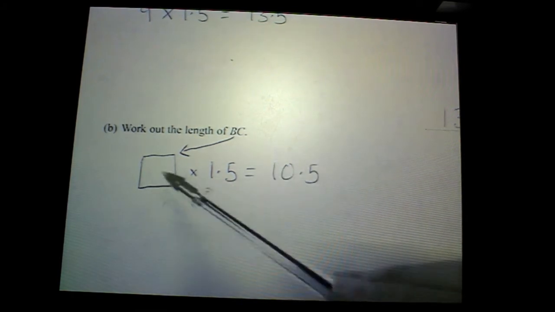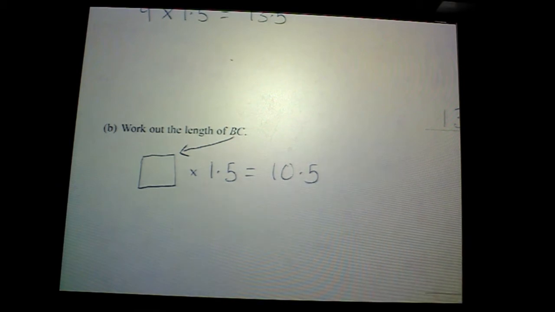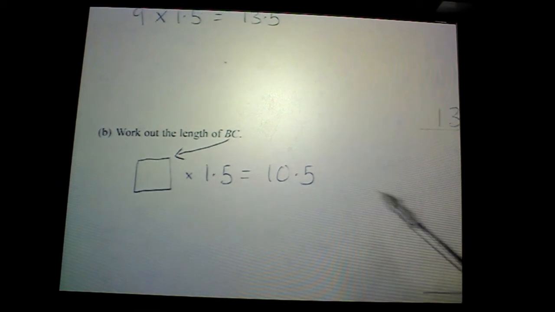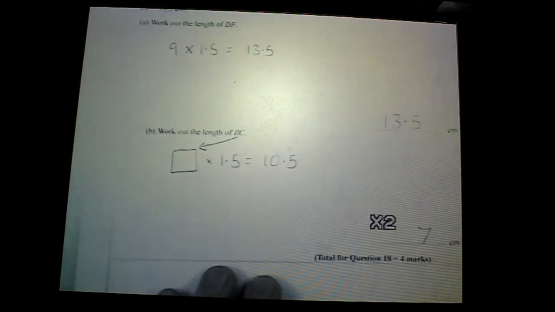So I tried 6, it was too small. Then I just tried 7. 7 times 1 is 7. Half of 7 is 3.5. Add it up, and you get the answer. So the answer to that is 7.